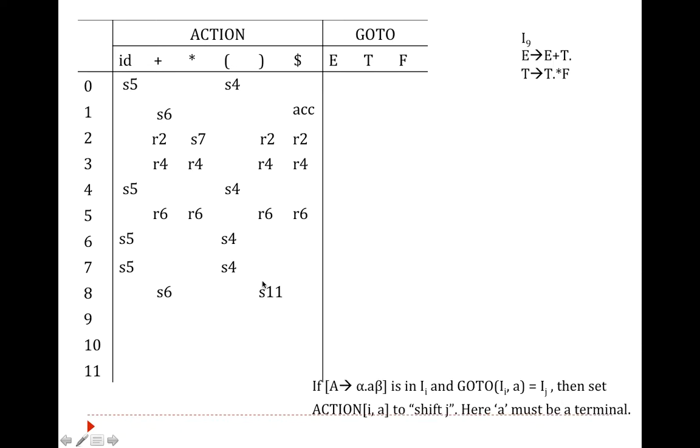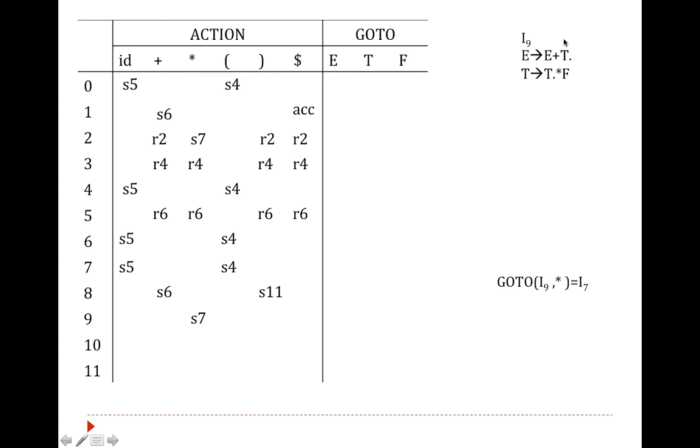J is this 11 and 6, so it has become S6 and S11. Now once again, the next, which is I9, having a dot before terminal, so star. So I9 with star in that automata goes to I7. So we get shift 7 in the star column for the state 9.